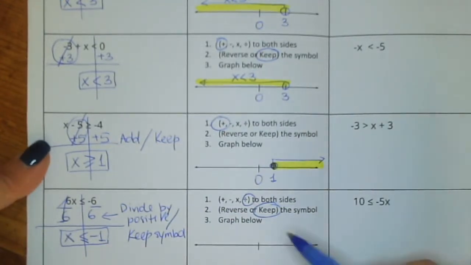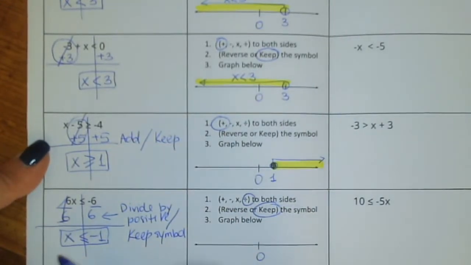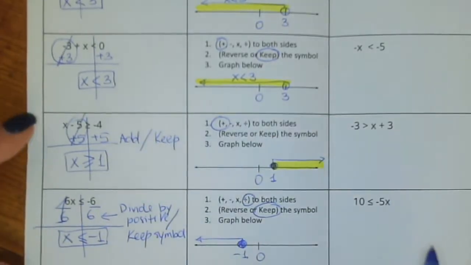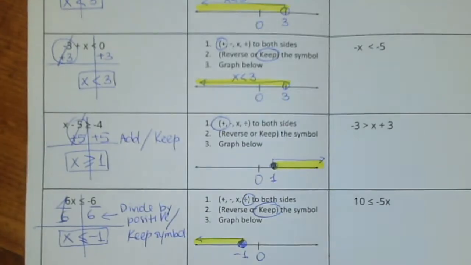Solution set is all the numbers less than or equal to negative 1. So marking negative 1 on the left hand side of 0, circle, shade it in. We include negative 1 and less. Negative 2, negative 3, all the way to negative infinity to the left of negative 1.